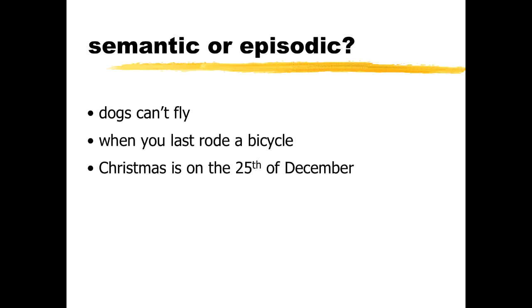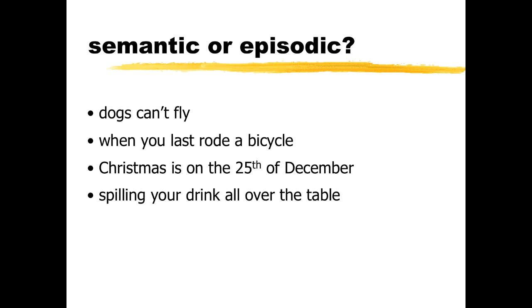Next one. Knowing that Christmas is on the 25th of December. So I gave you a hint here. I said knowing instead of remembering. You probably know that Christmas always falls on the 25th of December. Perhaps you remember a particular Christmas that just happened to be on the 25th of December, but the general knowledge that Christmas is always on the 25th of December is an example of a semantic memory.